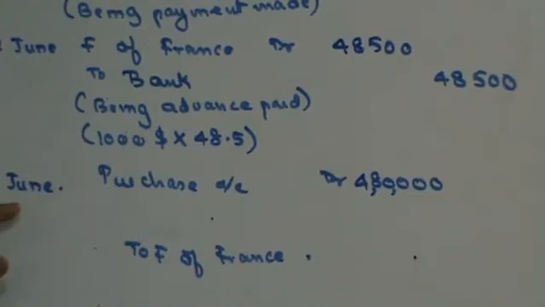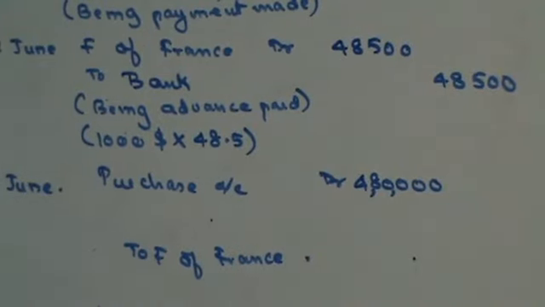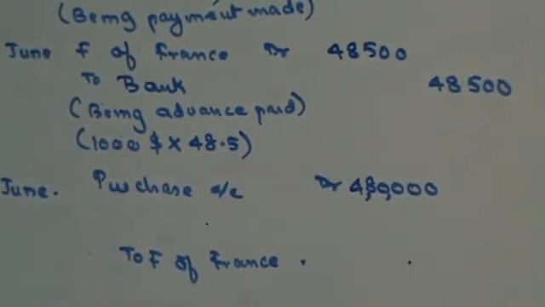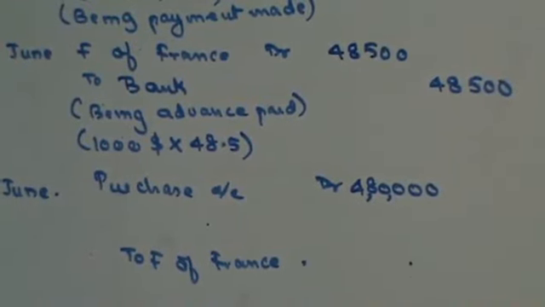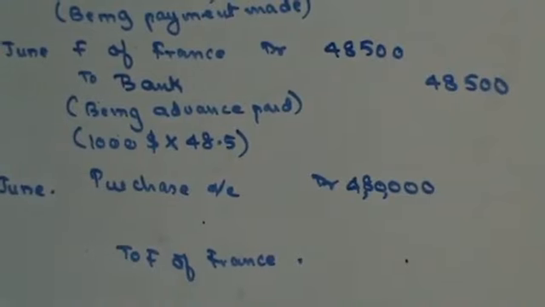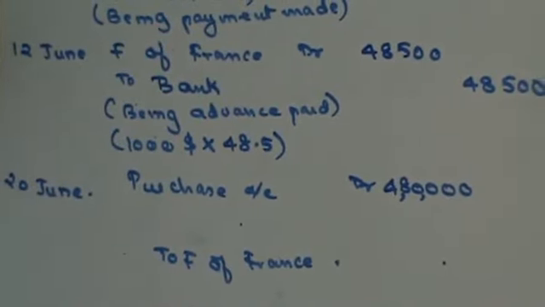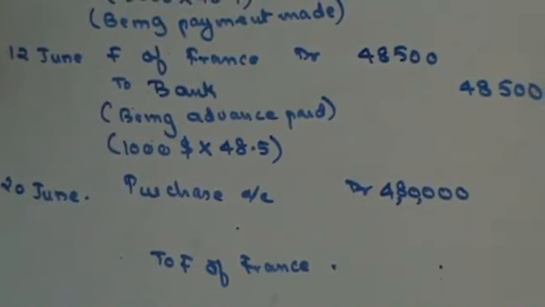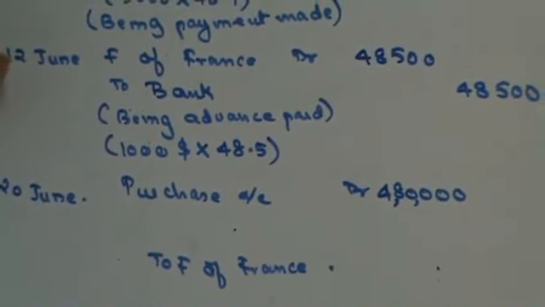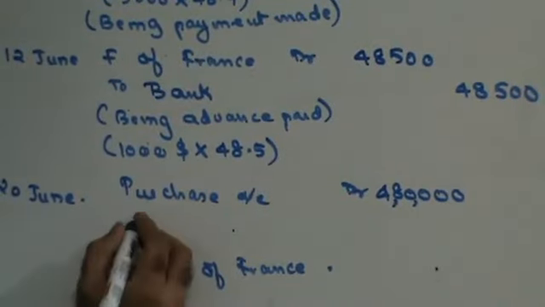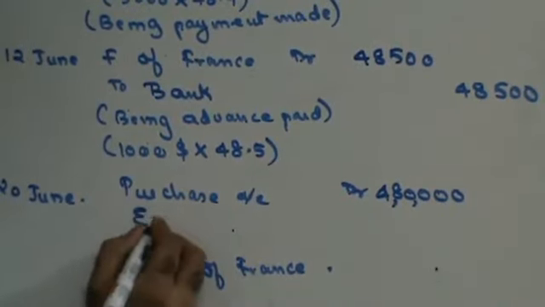Right? Guys, now when I paid an advance, I paid it at the rate of 48.5. When the actual delivery was received, it was 48. That means I paid 50 paisa extra per dollar. If I paid 50 paisa extra, that is a loss for me. Debit expenses and losses. So I am incurring a loss of 50 paisa per dollar.